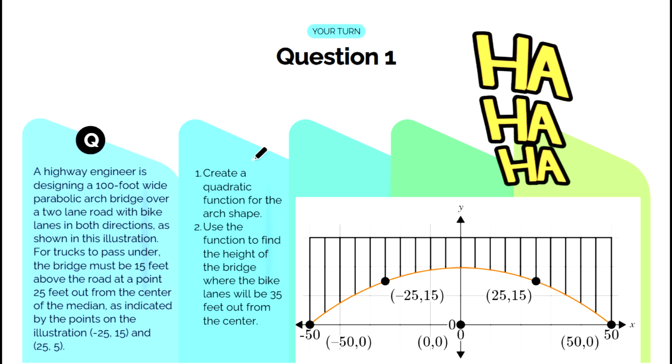So the first thing they want you to do is create a quadratic function for the arch shape. So they want the formula, and then use the function to find the height of the bridge where the bike lanes will be 35 feet out from the center. Okay, so the bike lanes are going to be somewhere over in this area. So pause it, try to figure it out, and come back. And if you can't figure it out, don't feel dumb, because, hey, I'm teaching you.